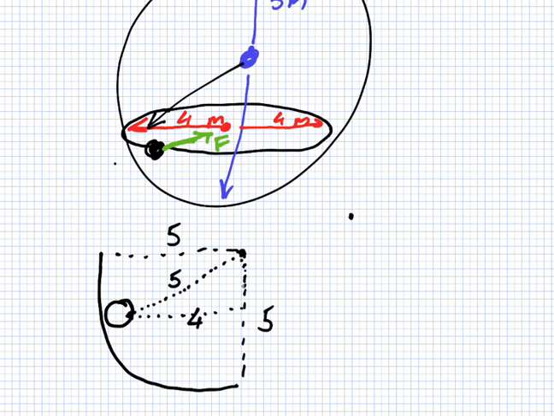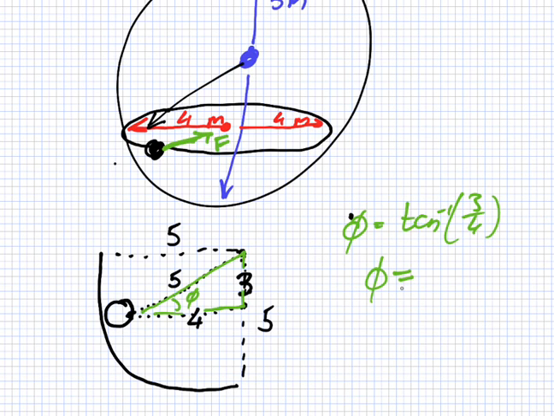So how big is this piece? Because we're using Pythagoras, this piece here is 3. So I can know this angle here, phi, is tan inverse 3 over 4. What's the angle, please? 36.9 degrees.